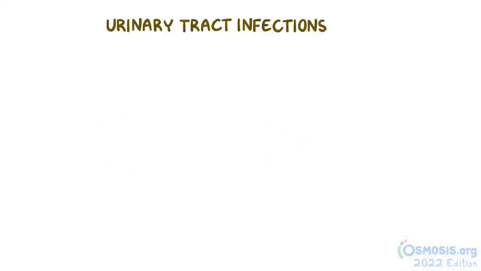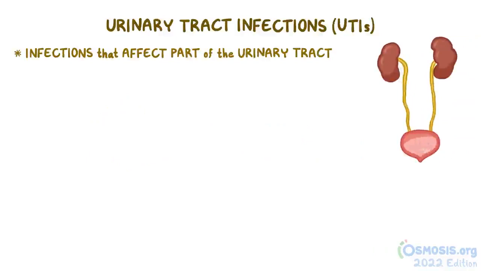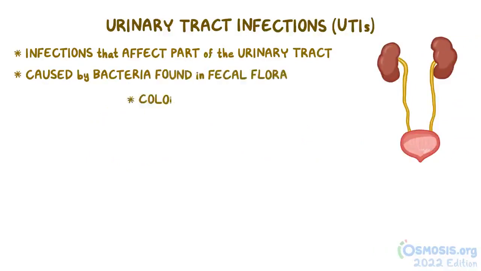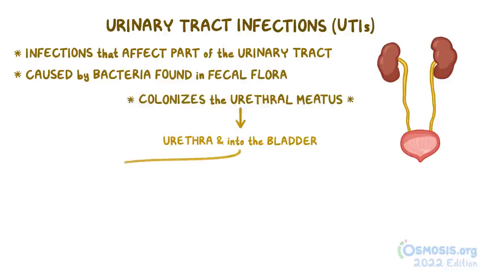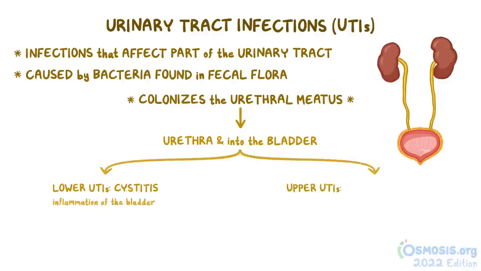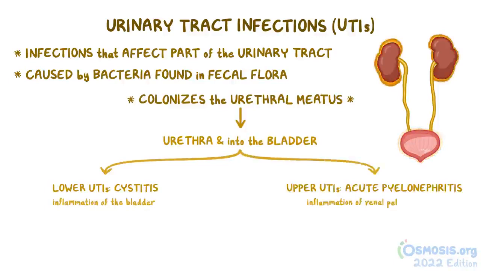Urinary tract infections, or UTIs, are infections that affect part of the urinary tract. They're usually caused by bacteria found in fecal flora, which normally colonizes the urethral meatus. However, when those bacteria make their way up the urethra and into the bladder, they can cause lower UTIs, like cystitis, which is the inflammation of the bladder, or upper UTIs, like acute pyelonephritis, which is the inflammation of the renal pelvis and kidneys.